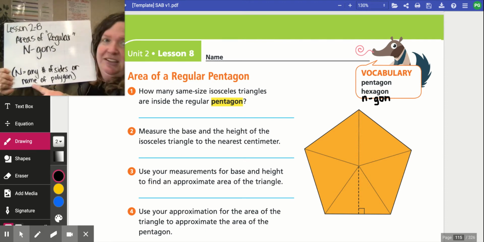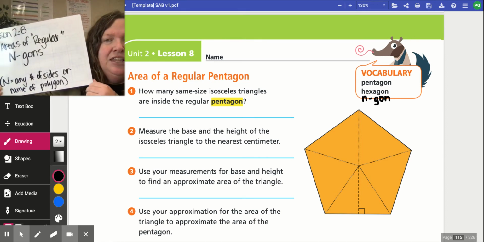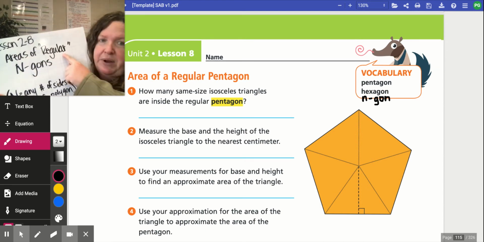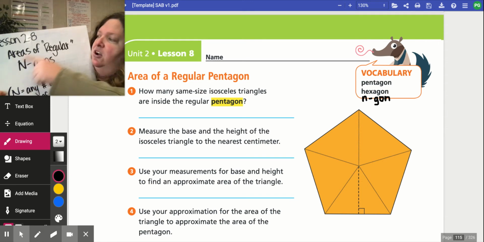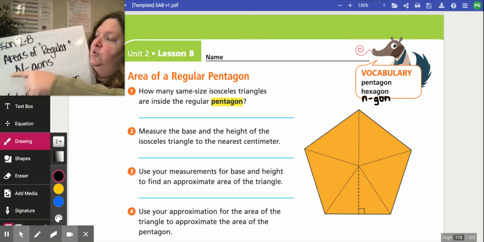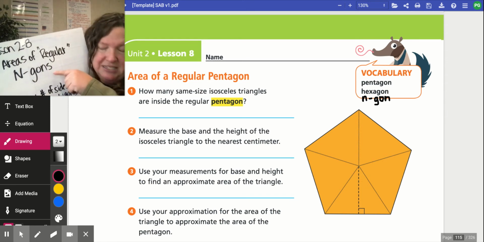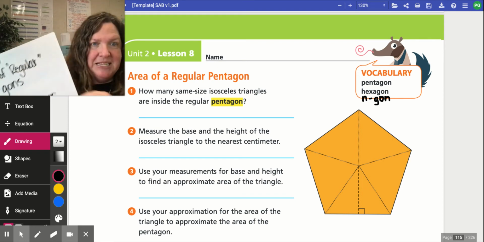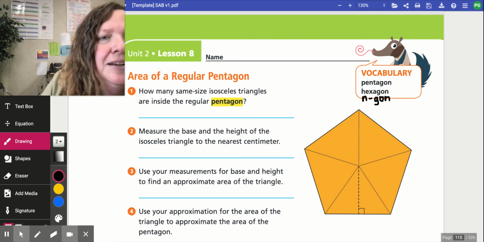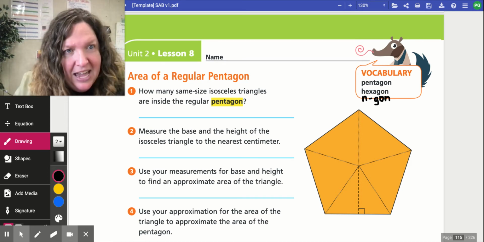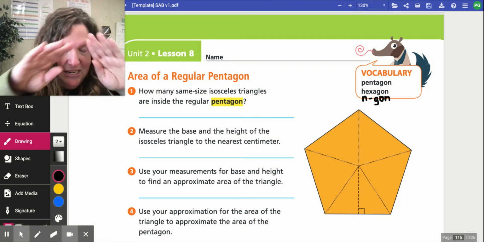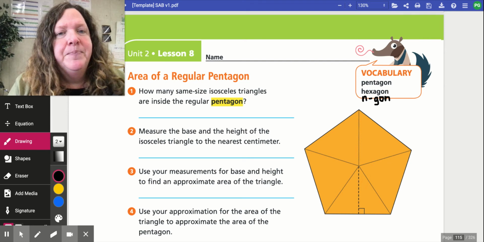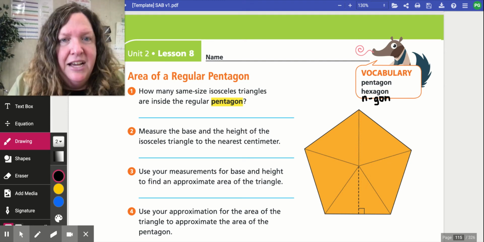The n just means that it could have any number of sides, or the name of a polygon. So we're going to find the areas of regular pentagons, regular hexagons, regular octagons. We could even do dodecagons. So n-gons means any polygon that has a regular way we see it. It doesn't matter what the number of the sides is. So don't worry, you'll figure it out. You'll get the hang of it as we go along.